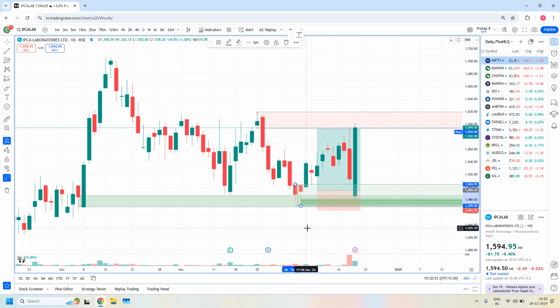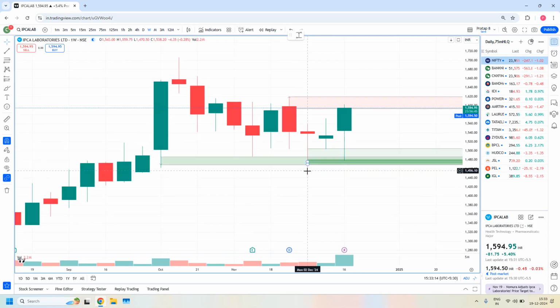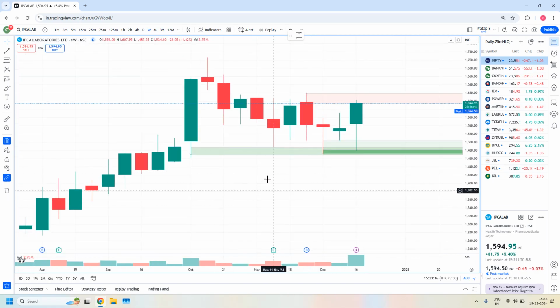So to find the high probability setup, what is the concept I used? The LTF zone should have confluence with the ITF zone. What is ITF? Weekly. For the MIT trade setup, ITF is weekly. So go to the weekly time frame. Do we have a weekly zone here? Yes. Where is the weekly zone? Here we have rally, leg in, base, rally.